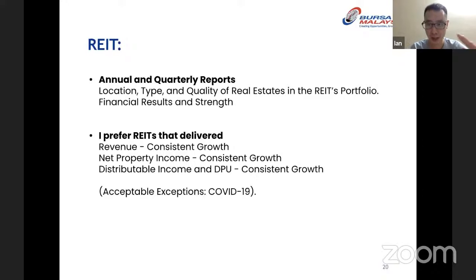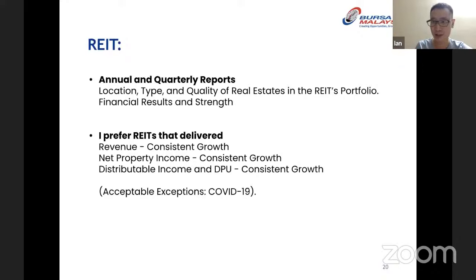Some REITs have very good growth, very good financial results. However, they were impacted by COVID-19. So in this case, I will accept. I will accept that if the REIT has recorded a drop in revenue, net property income, and distributable income because of COVID-19, I say it is justifiable.